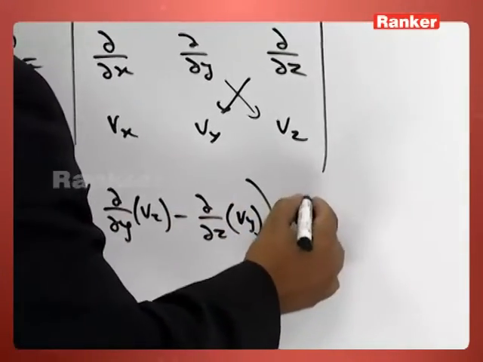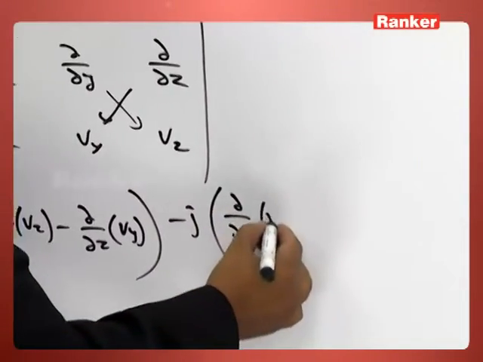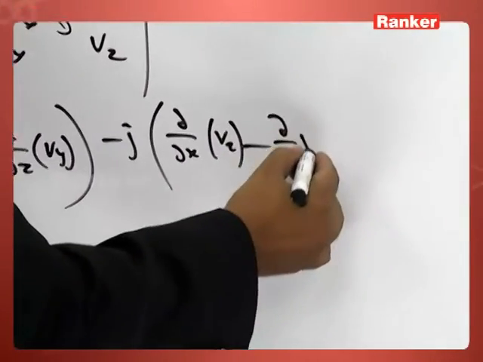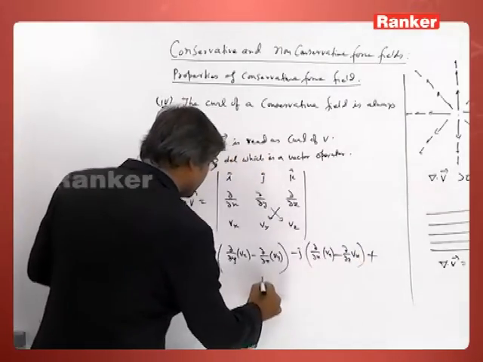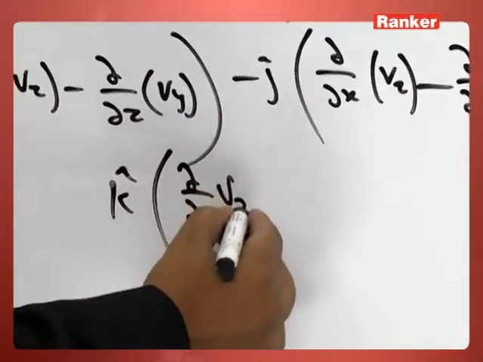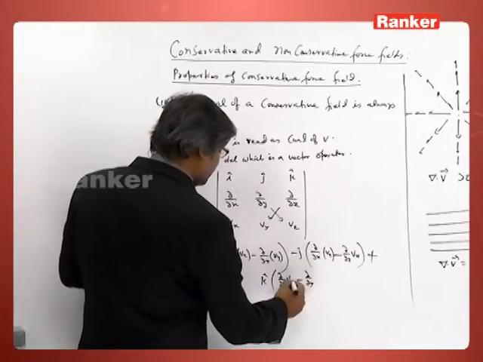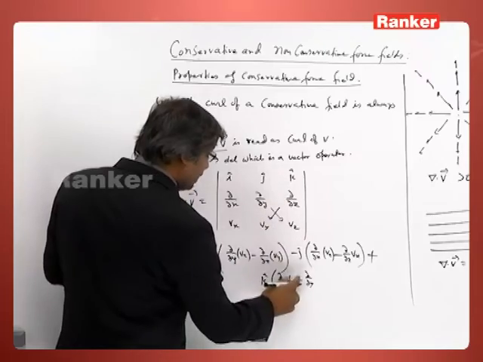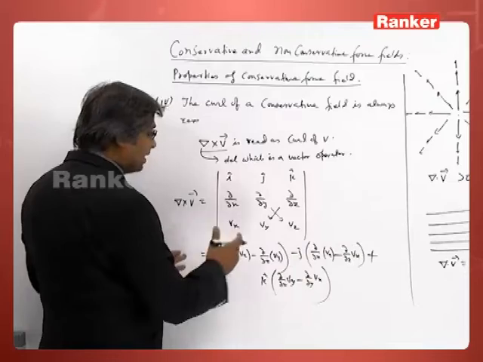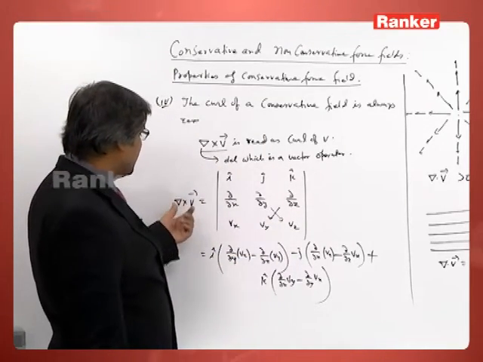This is one term. Now j: dou by dou x of Vz minus dou by dou z of Vx, plus the third term k: dou by dou x of Vy minus dou by dou y of Vx. So this whole thing is written in determinant form as del cross V.